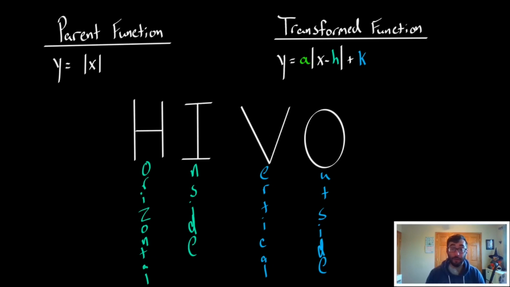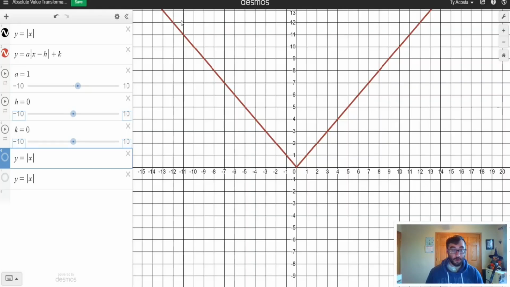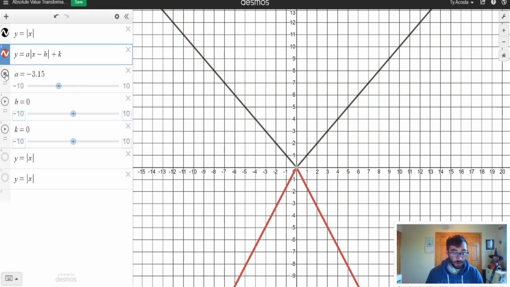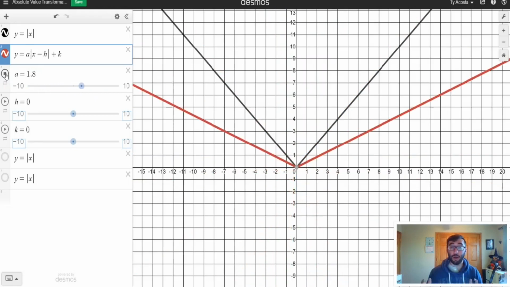And I wanted to bring this up now because our last transformation we're going to talk about is what happens with a, the number out in front, multiplying. And things get a little bit more complicated there. So let's go ahead and take a look at that now. So now I'm going to talk about how this number a affects the graph. As we can see, it does quite a different thing. It doesn't shift it at all. It doesn't move left, right, up, or down. But what it does is it either makes it open upside down, it makes it a lot more narrow, or it can make it a lot wider.